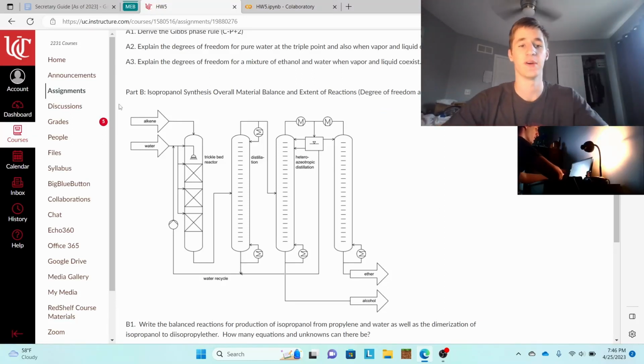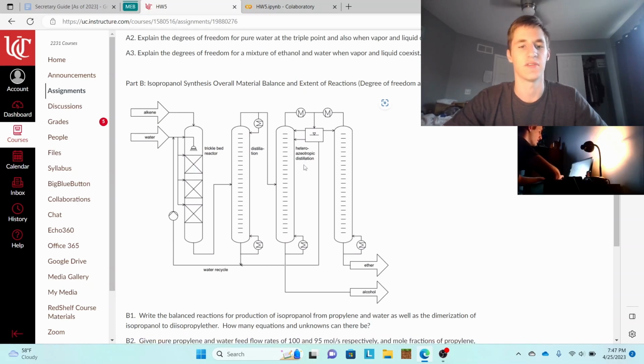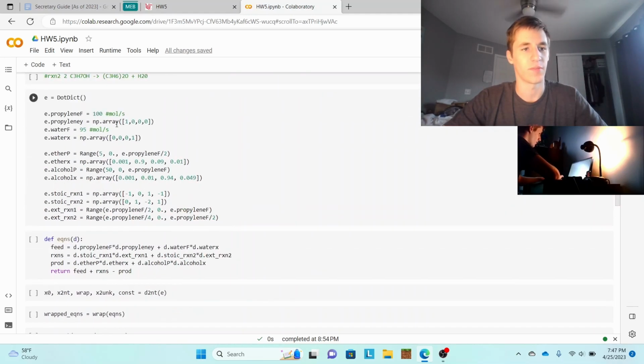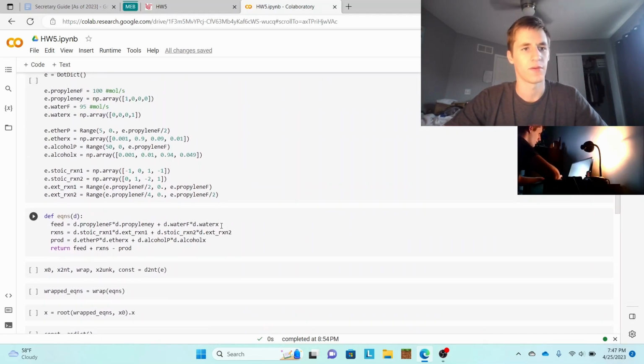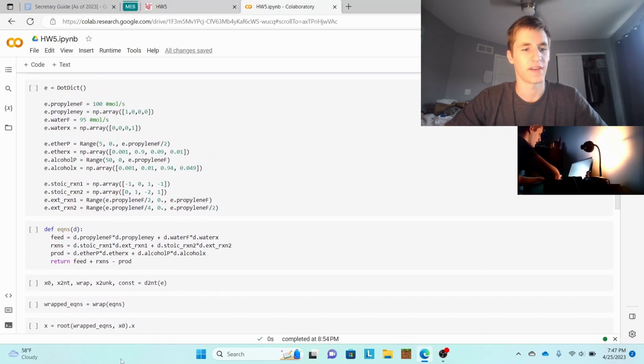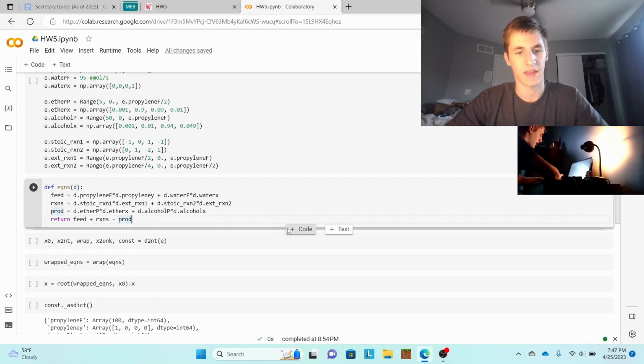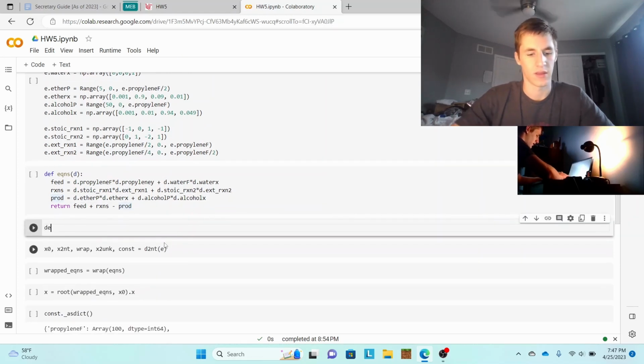In this video, I will be going into more depth on this isopropanol synthesis, right? And I will be taking a material balance of each of these three, right? The reactor, the distillation, and azeotropic distillation. So if we look at our code from part B here, we already have an overall mass balance, right? So I'm going to add a code here, and I will create a second set of equations.